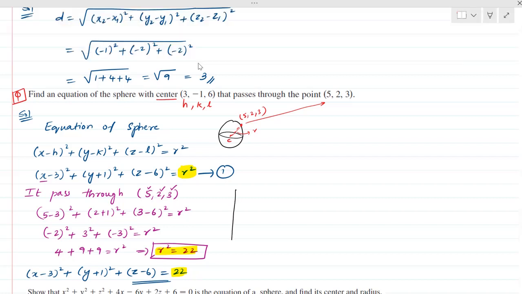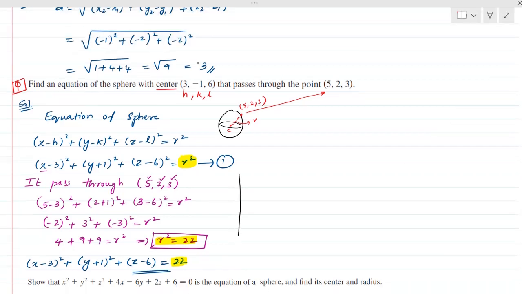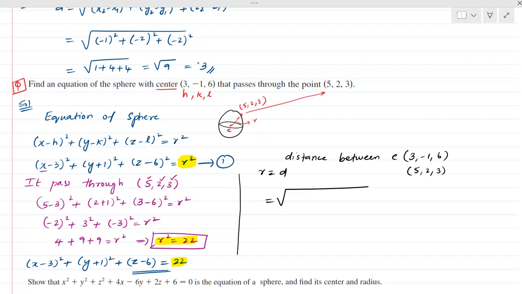If you want to calculate the radius, the radius is nothing but the distance between the center and the point. The center given is 3 comma minus 1 comma 6, and the point is 5 comma 2 comma 3. You can calculate the radius as r equal to d, the square root of the distance: 5 minus 3 whole square, 2 plus 1 whole square, then 3 minus 6 whole square. This is the same as the distance formula we are using.